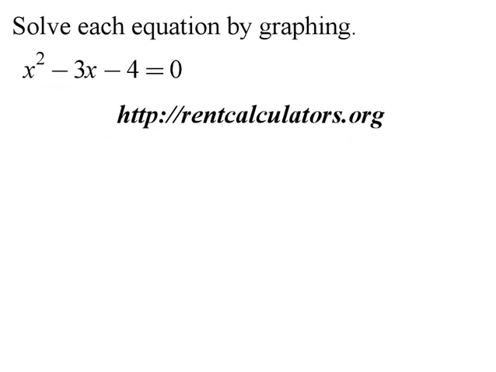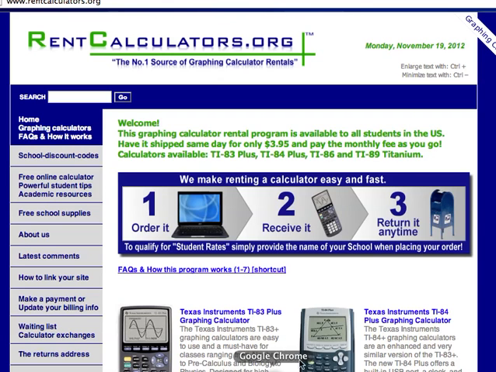So what I need you to do right now is go to this website. This is a different website than GeoGebra. Okay, it's a little more user-friendly. The other thing I need you to do is write down that equation. Okay, x squared minus 3x minus 4 equals 0. So the website is just rentcalculators.org. And that takes us to this site right here.